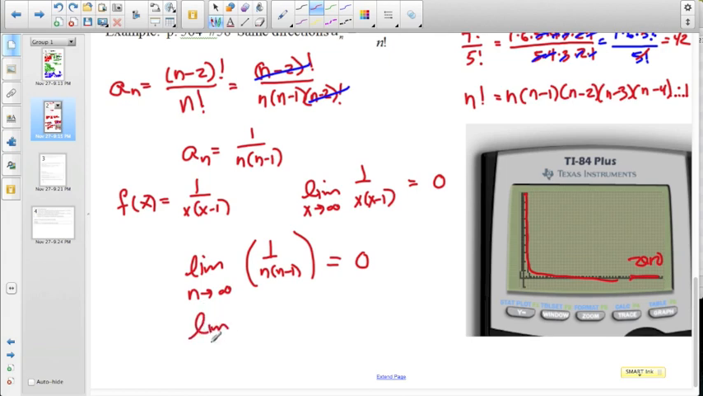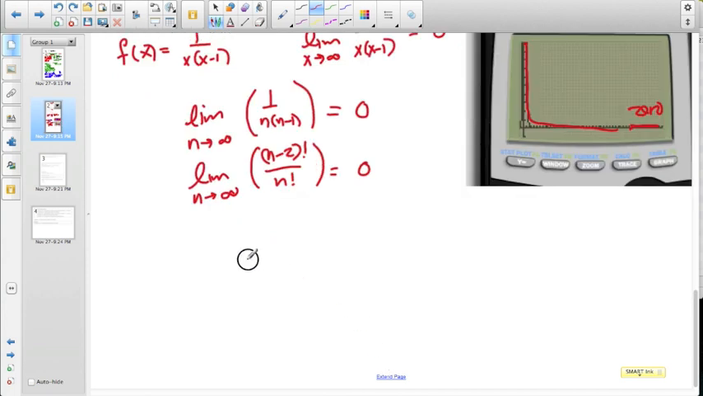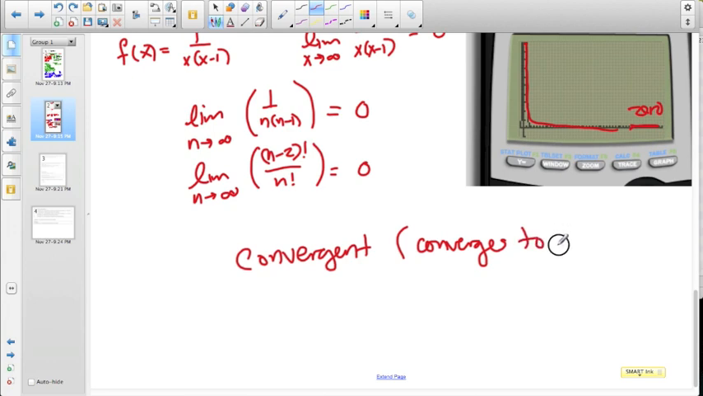And likewise, its mathematically equivalent expression, n minus 2 factorial over n factorial, also goes to 0. And so if that being the case, then we call this convergent, because it converges to a finite value. So the values of the terms converge to a finite value, and that value is 0.